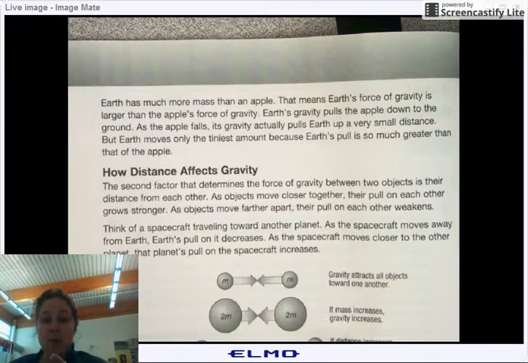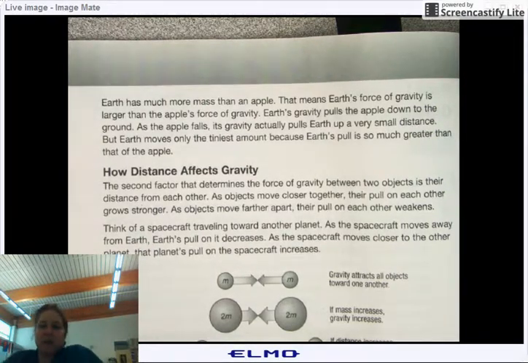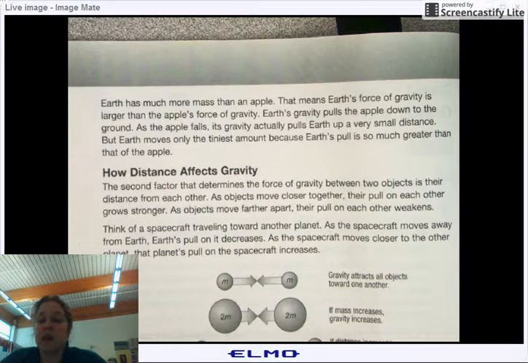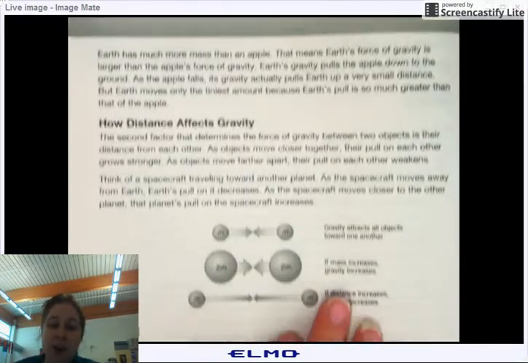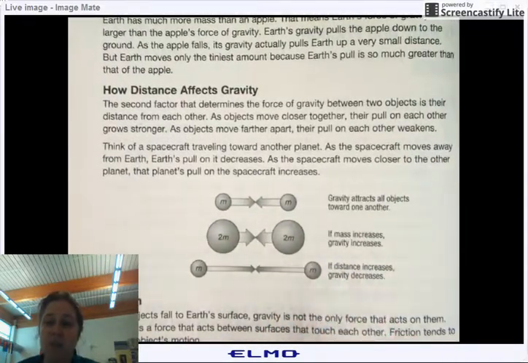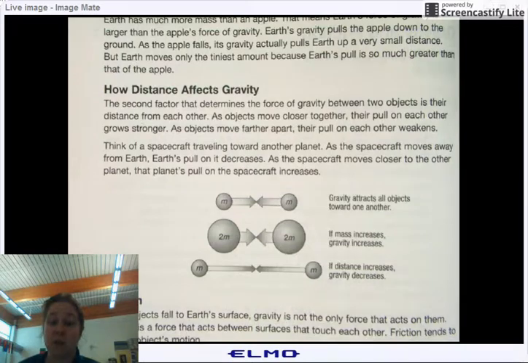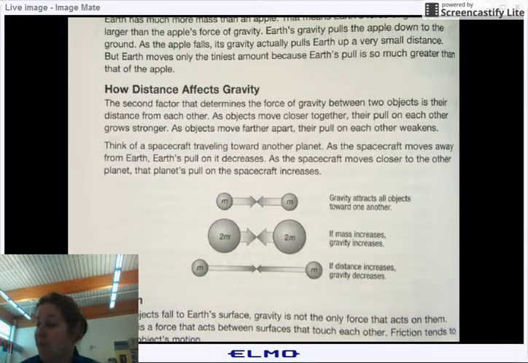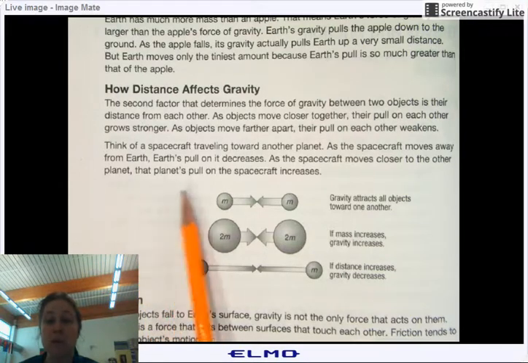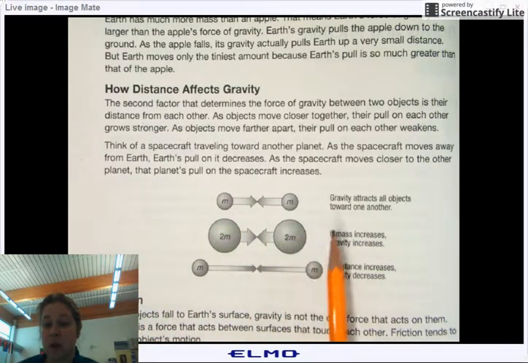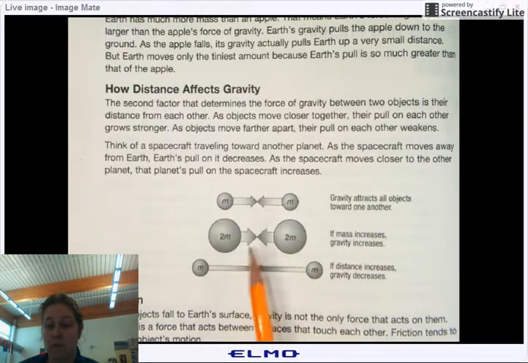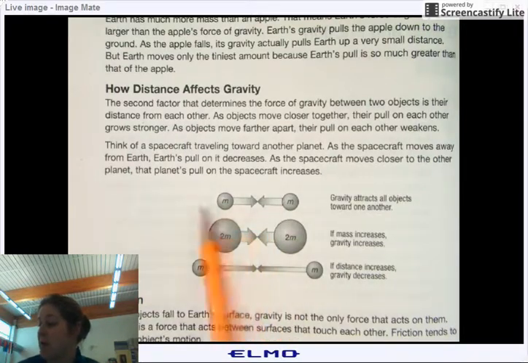As objects move closer, their pull on each other grows stronger. As objects move farther apart, their pull weakens. Think of it like magnets. The closer they are, the stronger they pull together, and the farther apart, the weaker their strength is going to be. Think of a spacecraft traveling toward another planet. As the spacecraft moves away from Earth, Earth's pull on it decreases. As the spacecraft moves closer to the other planet, the planet's pull on the spacecraft increases. So here's one. See how the arrows are closer, so therefore there's more pull. There's a middle amount of pull, and this has less pull. Okay, let's see if we can answer any of these questions still.